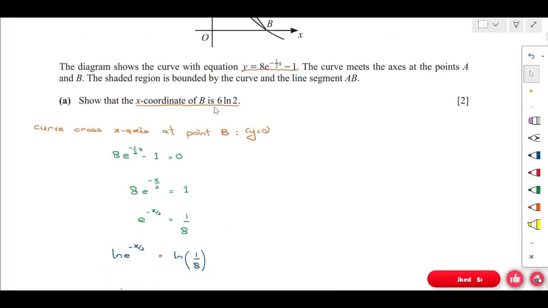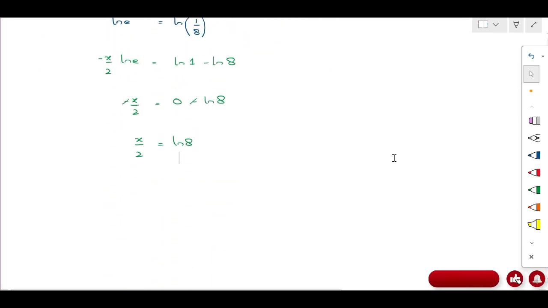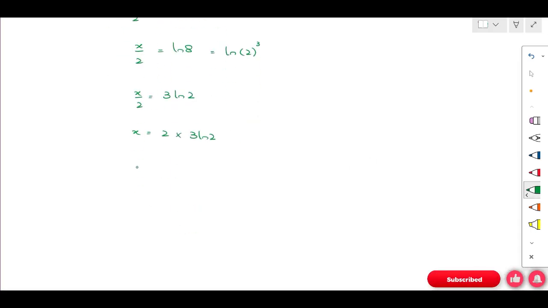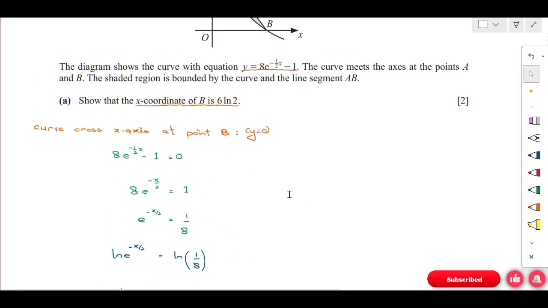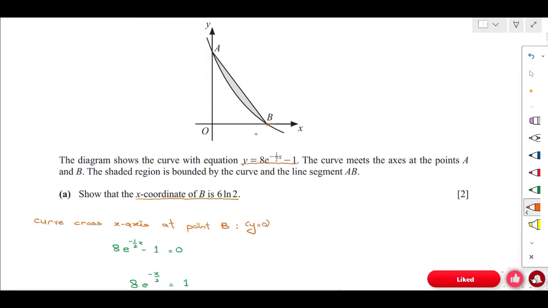What would be the solution for x? 6 natural log of 2. Let's see. We can write natural log of 8 as natural log of 2 cubed, since 2 cubed is 8, right? So x by 2 equals, power comes before the log, 3 natural log of 2. So x equals, cross multiplying, 2 times 3 natural log of 2. 2 times 3 is 6, so x equals 6 natural log of 2. So we got the x component of the point B, which is 6 natural log of 2, right?